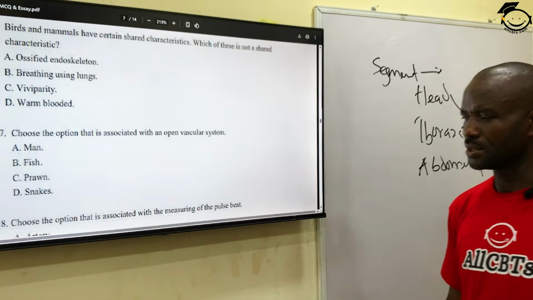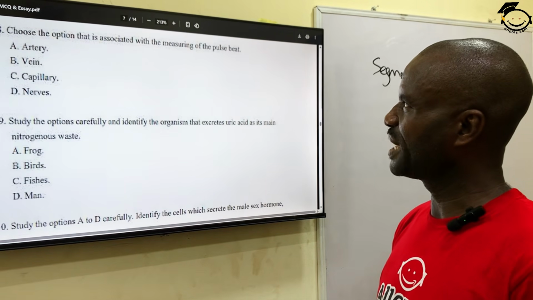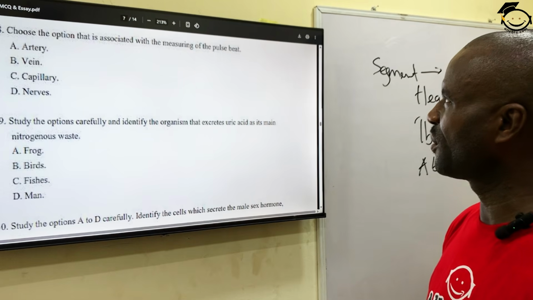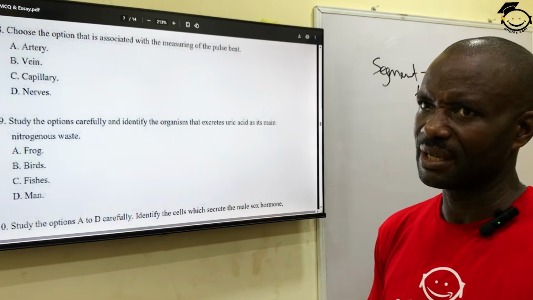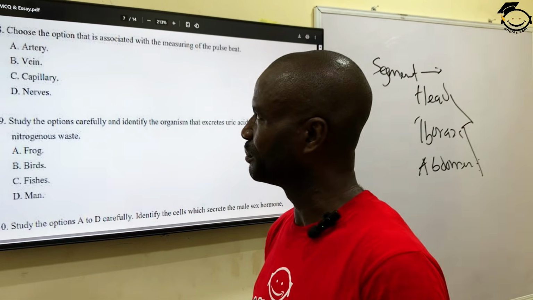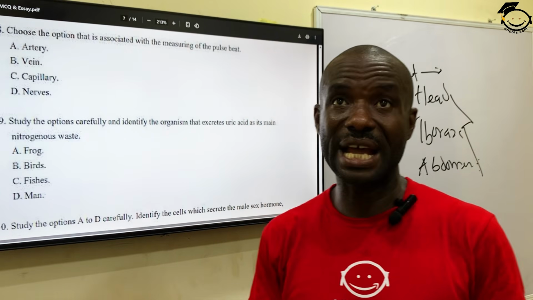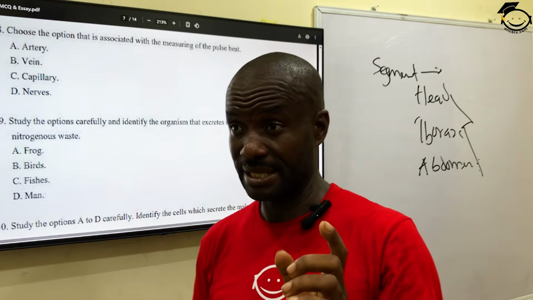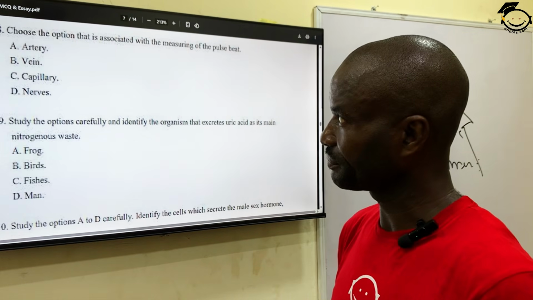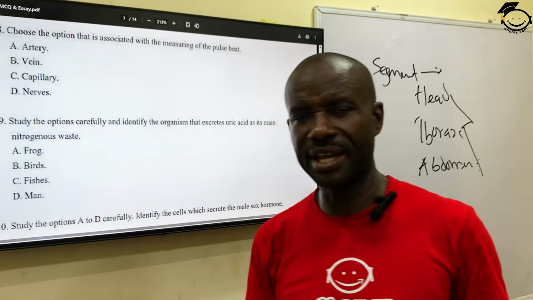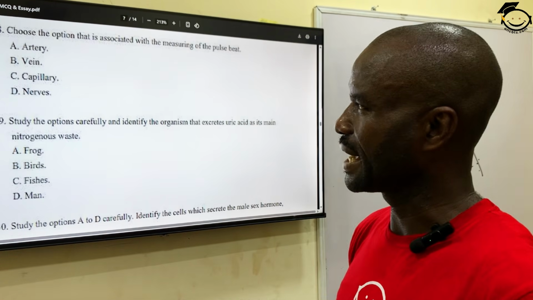Question 28. Choose the option that is associated with the measuring of the pulse beat. Pulse beat, that is the heartbeat. When your heart beats, you can easily measure it. How? You measure through A, the artery. The artery is a vessel that takes blood away from the heart. So you can easily feel the pulse through your artery. B, vein. The vein, on the other hand, takes the blood back to the heart. C, capillary.